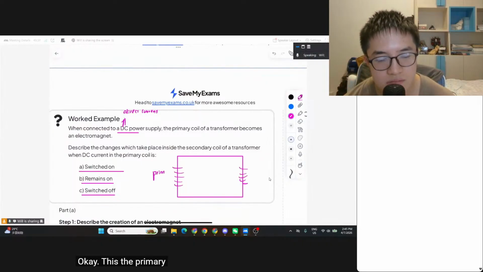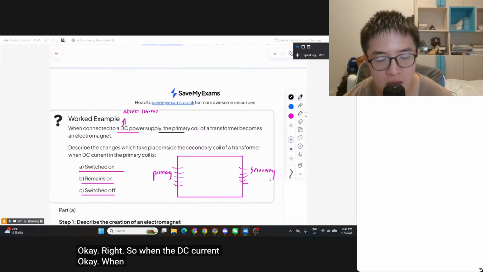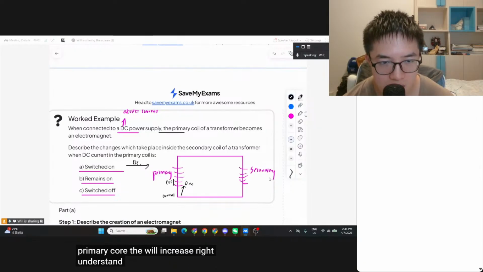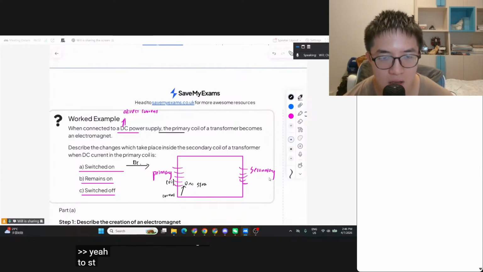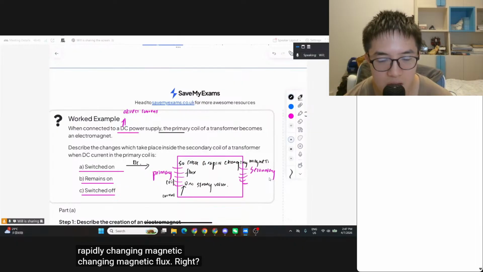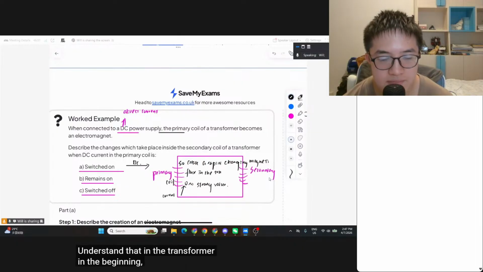Okay, this is the primary. This is the secondary. So when the DC current is switched on, the current in the primary coil will increase from 0 to the DC value, because it's a DC current, not alternating current. So at the beginning, they will create a rapid changing magnetic flux in the transformer, right? Understand that? Yeah, in the beginning.